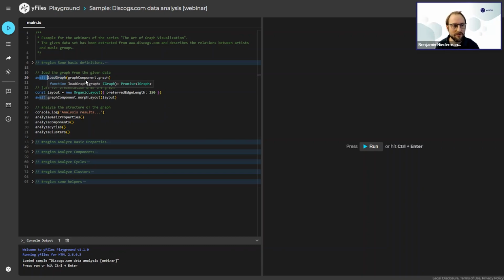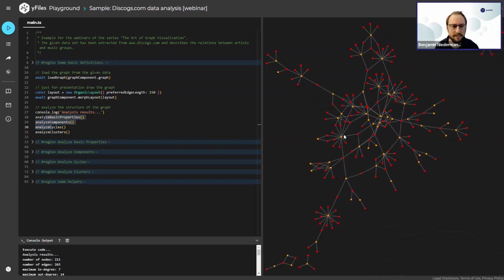But just to give you an idea, what I do here is I load the graph, and then I also do some kind of layout just for presentation reasons, and then I analyze these properties. And I just click play here, and now it's computed on my computer. For the layout, I used an organic layout. And we have these red nodes and the yellow nodes. The red nodes are the music groups, and the yellow nodes are the artists that I've collected and for which I have extracted the data.